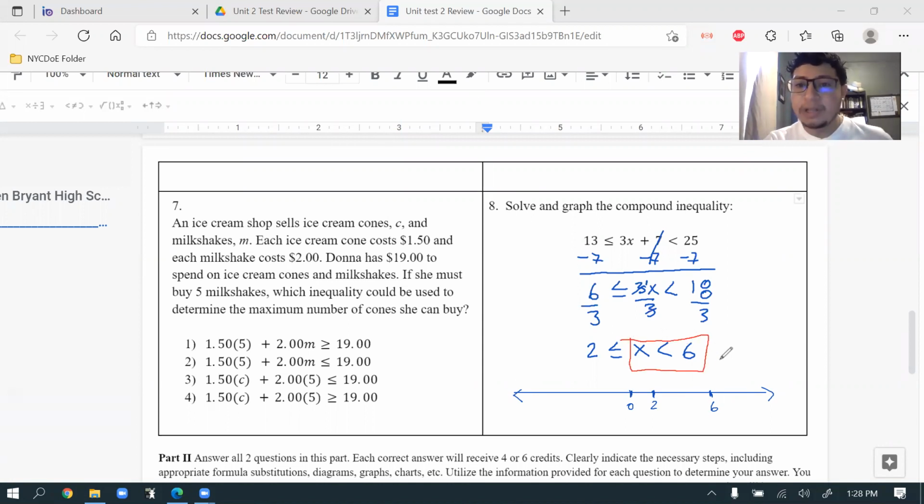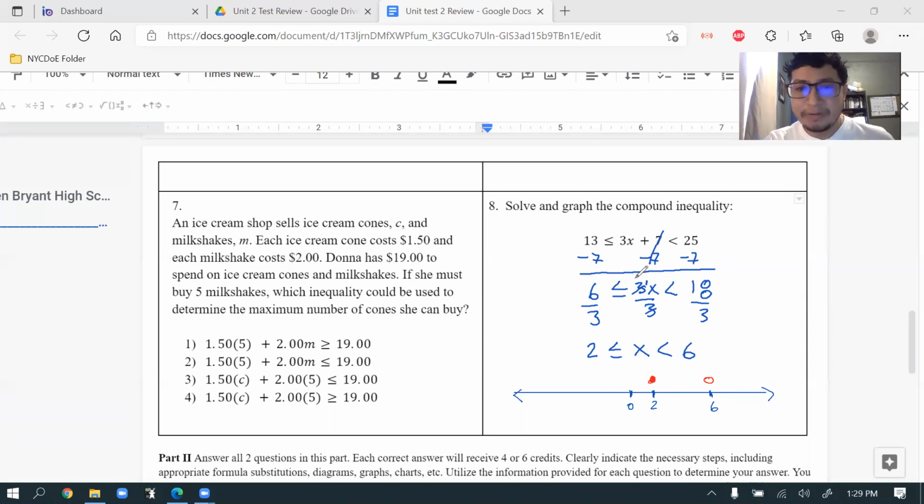Here, this inequality is saying that x is less than 6. It's going to be an open circle because of that less than sign. Anything over 6 is not going to be part of the solution set, and 6 is also not part of the solution set, so it's going to be an open circle. And then at 2, it's going to be a closed circle because 2 is included in the solution set, because of that less than or equals sign.